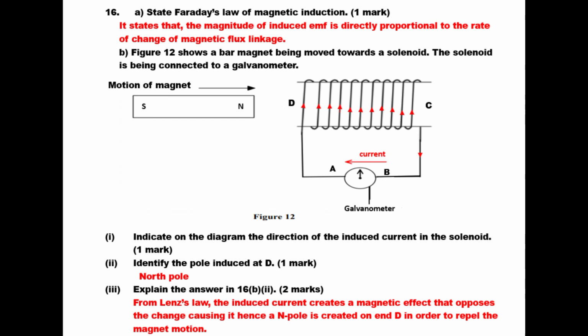Identify the pole induced at D. Of course, that is north pole based on Lenz's law. Explain the answer in 16b Roman 2.